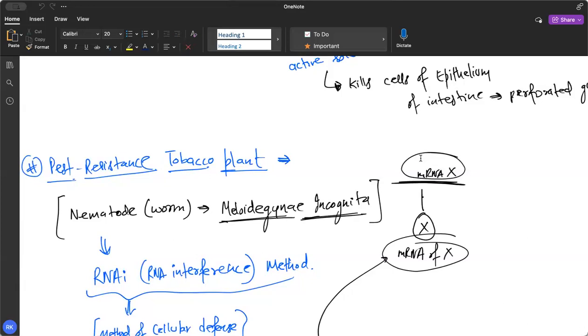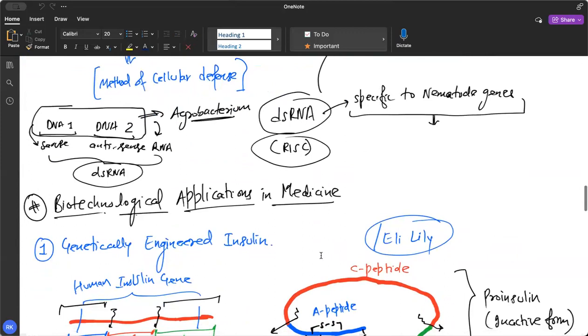Let's say that mRNA was a very important mRNA for the metabolism of the nematode. Now there will be no metabolism happening and the nematode will die. And this will happen everywhere. All the nematodes will die. So when they die, their numbers will reduce and the infection will be cured. Is it clear, Iram?